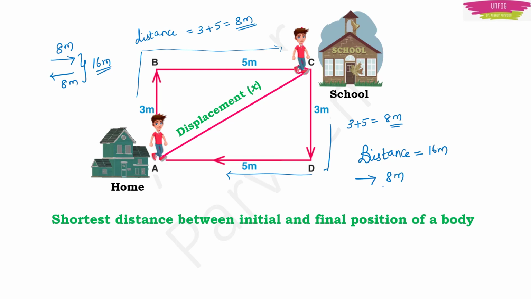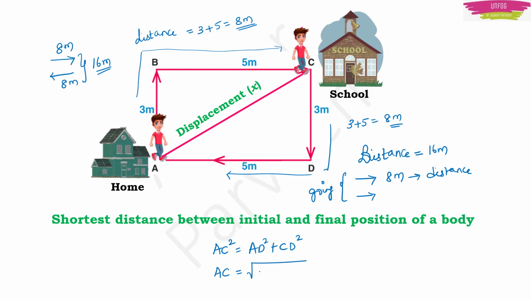Now what is the displacement of that boy just while going? Just while going to the school I am telling. Just while going to the school, this 8 meter was distance, right? What is the displacement of that boy? To find the displacement, which is the shortest distance, you can use Pythagoras theorem now, right? So my AC square will be equal to AD square plus CD square. This is my Pythagoras theorem, right? Now my AC is the shortest distance or the displacement.